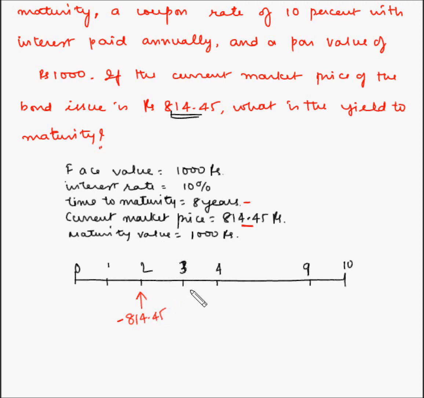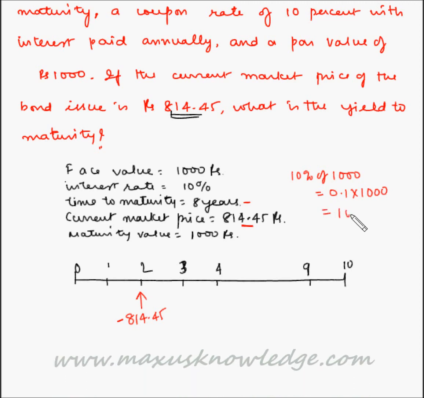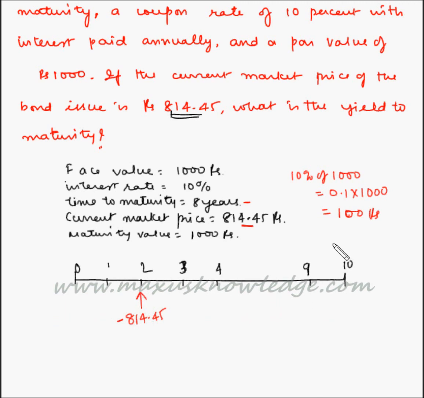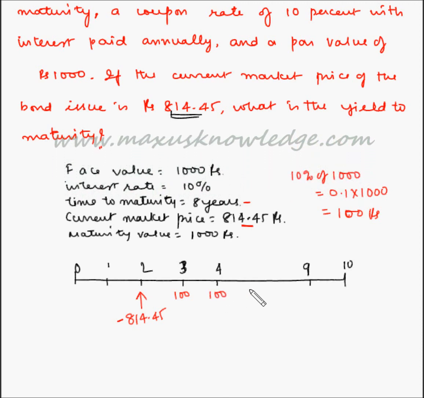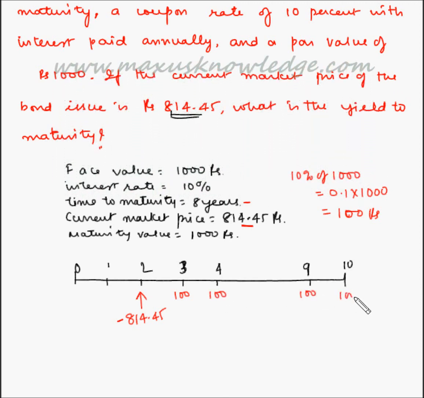Now, at the end of every year for the next 8 years, the interest going to be received will be 10% of the face value. So 10% of 1000 will be equal to 0.1 into 1000, which is equal to 100 rupees. So at the end of every year, the investor will receive 100 rupees for the next 8 years. And at maturity, the investor will receive 1000 rupees plus 100. This is the maturity value.